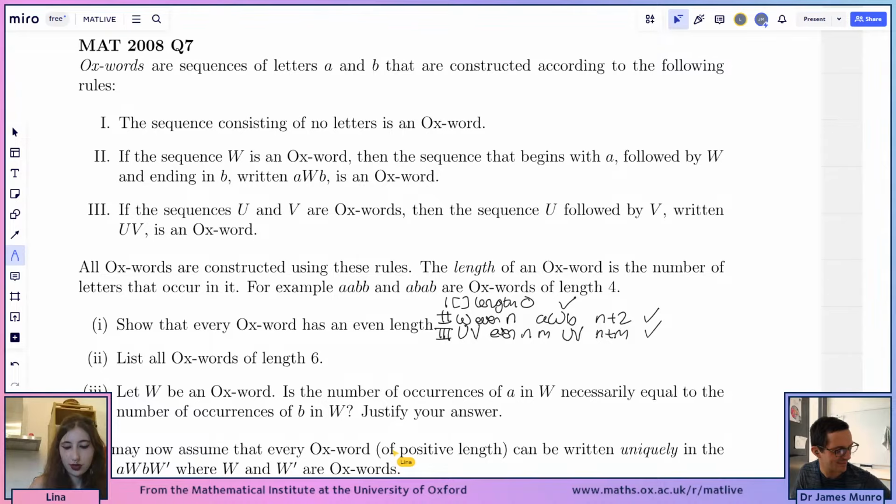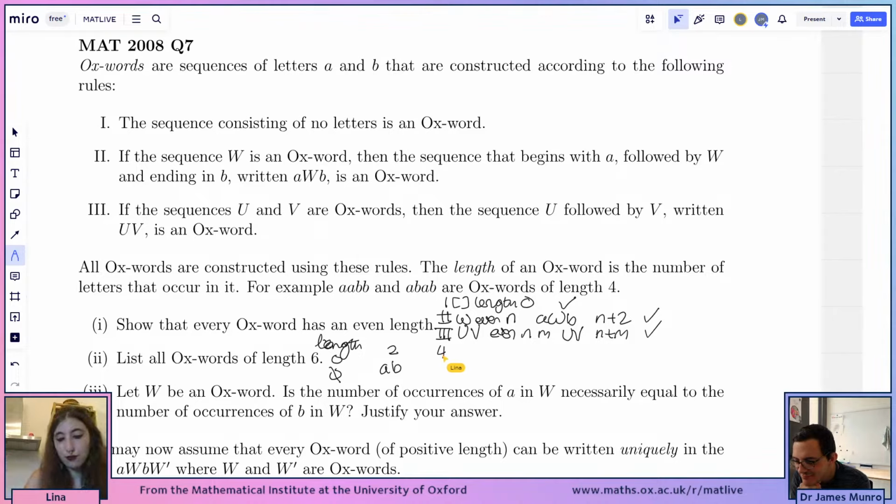Yeah. So to get to the Ox words of length 6, we can build up from length 0 to length 6. If we start off with length 0, the only Ox word is going to be the empty word, because there's only one Ox word and it's just empty. Now if we're going to take them of length 2, we can only use the second rule for this. So it's just going to be AB using the second rule, because the third rule needs words already to make it.